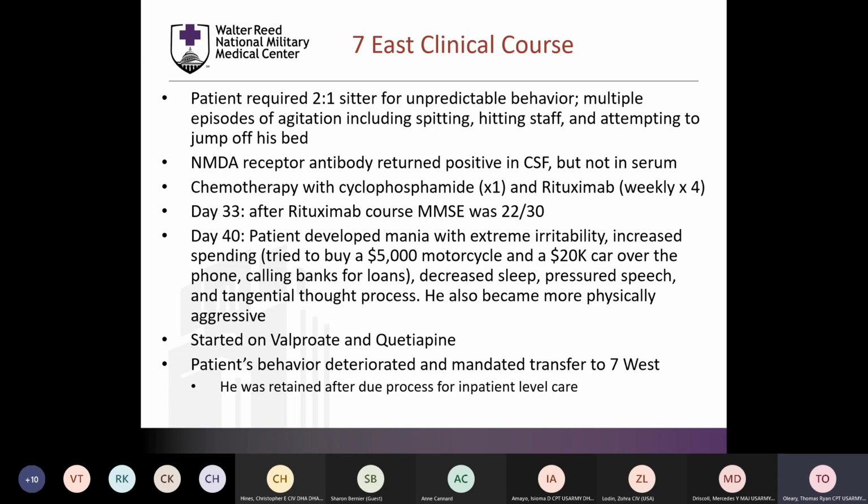His behavior responded, and then he would have exacerbations where he became hard to manage again. And ultimately, he refused to take meds. So at that point, we were forced to transfer him to 7 West to pursue involuntary hospitalization and get a mandate to involuntarily medicate him. So we sent him down the hallway, and he was committed for a while. He went through the Boxer process, and he was on 7 West for a while.